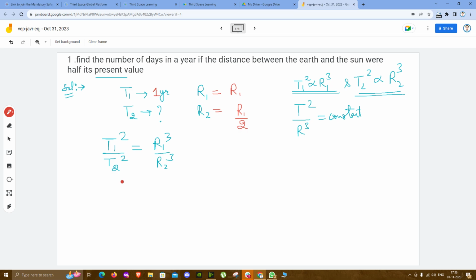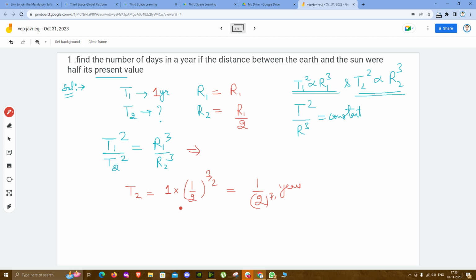Now, you can substitute the values here. If T1 was 1 and T2 is what we need to find, so T2 will be equal to 1 multiplied by (1 by 2) raised to power 3 by 2. Okay, you can elaborate it, try it more here, and then you will find this. It will be (1 by 2) raised to 3 by 2 years.